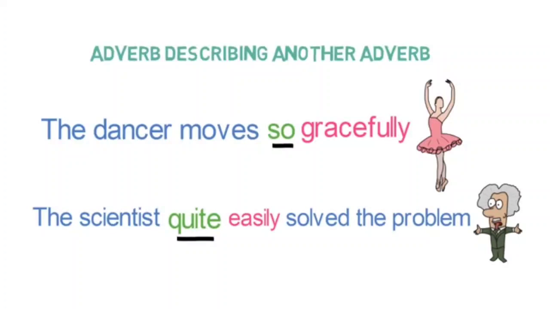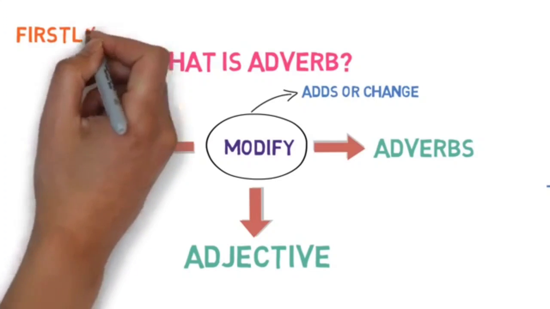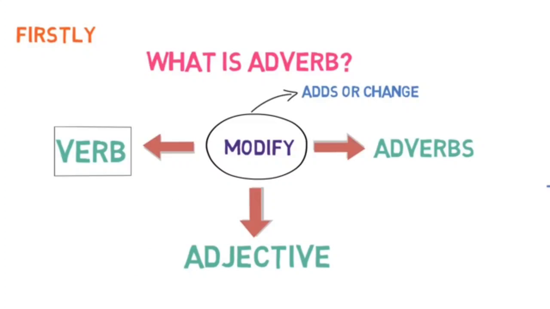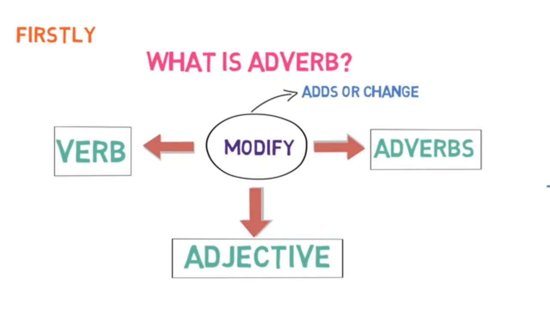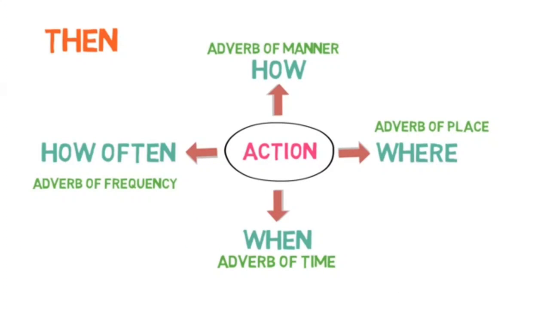These are the basics about adverbs that you should know. Let's quickly revise what we have learned in this video. Firstly, adverbs are the words that modify three things. First one is verb, second one is adjective, and third one is another adverb. Depending on the way in which the adverb describes any action or verb, they are further divided into four types.